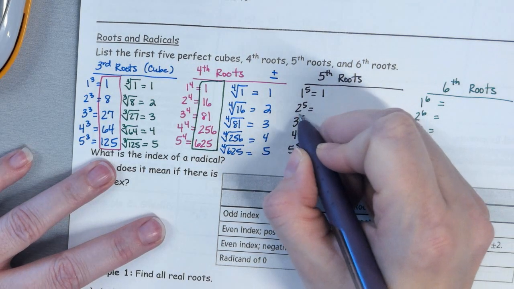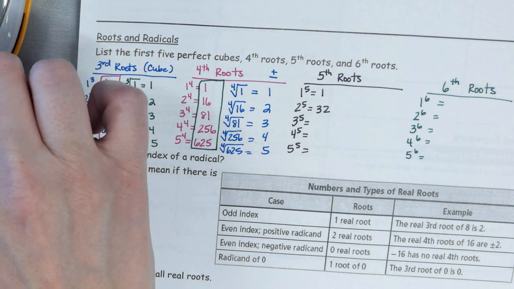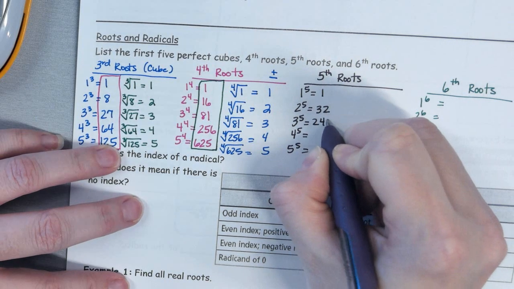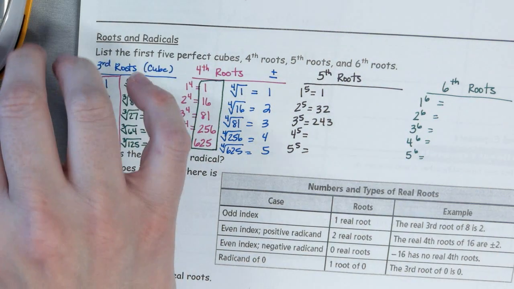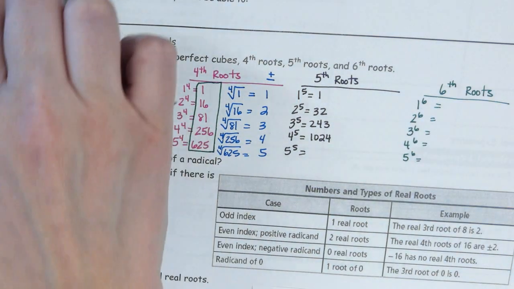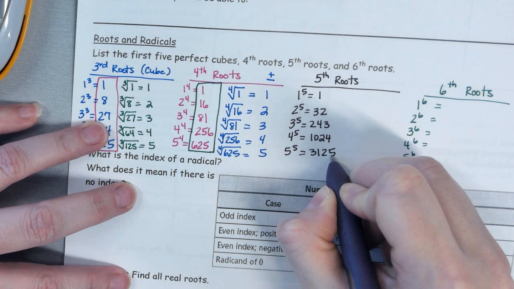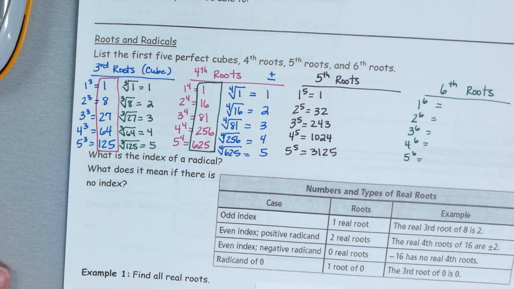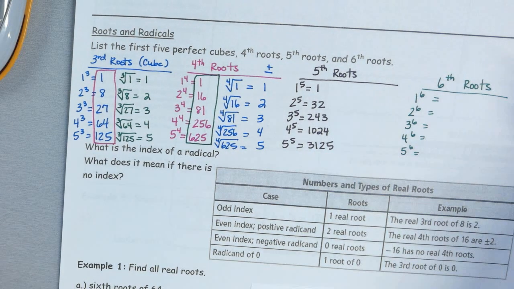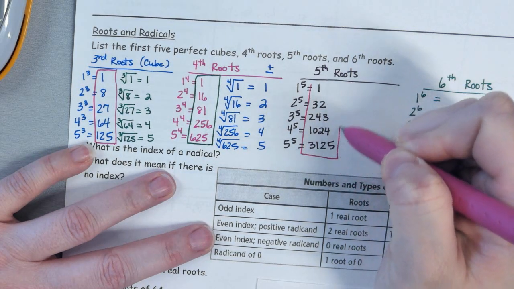The first two we should know. 1 and 2 to the 5th is. You guys know 2 to the 5th. Okay, and for those, you guys can go ahead and move these. These are the perfect 5th roots.